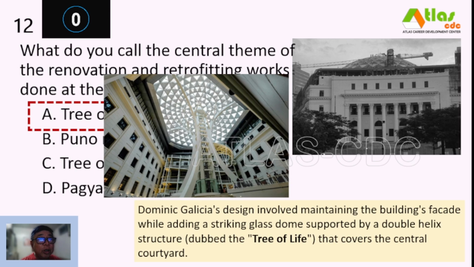So Dominic Galicia's design involved maintaining the building's facade while adding a striking glass dome supported by a double helix structure. Ito yun, double helix structure, dubbed the Tree of Life, that covers the central courtyard. So ito yung bubong niya, andito yung bubong. No? So hindi niya ginalaw yung harapan. And the building itself, pinaka-main building.